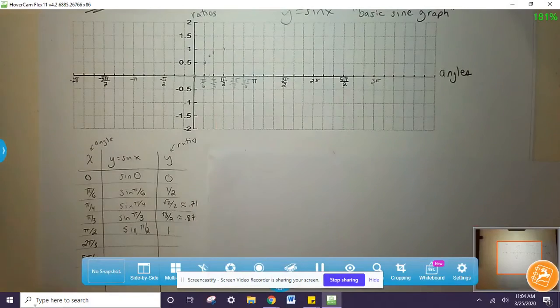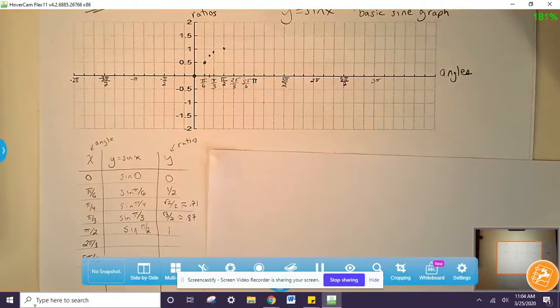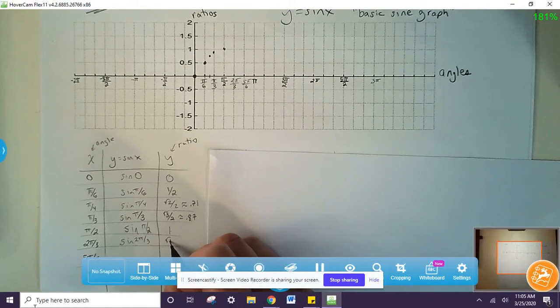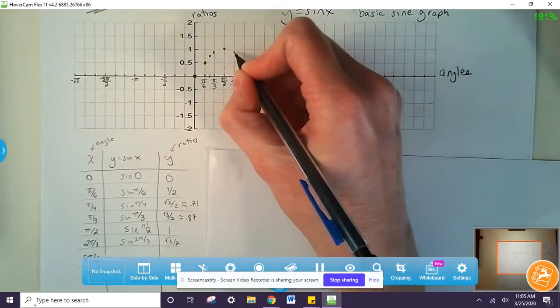Okay, next angle. The next angle is 2 pi over 3. So look at your unit circle for 2 pi over 3. You get radical 3 over 2, which is still about 0.87.